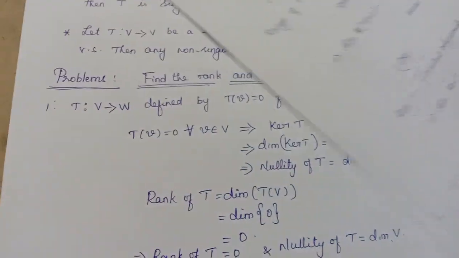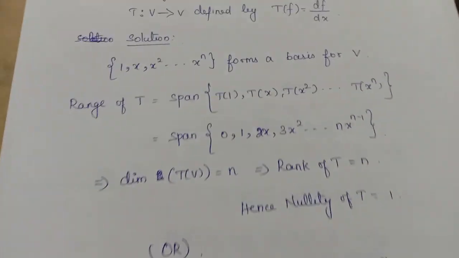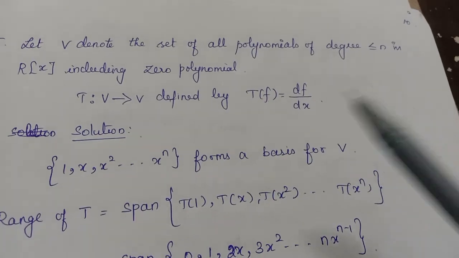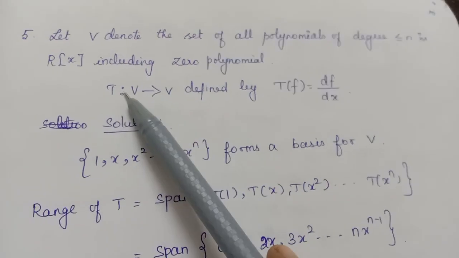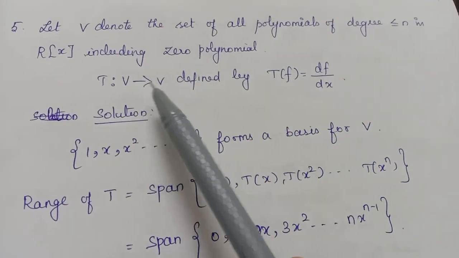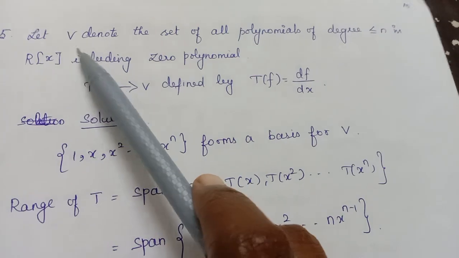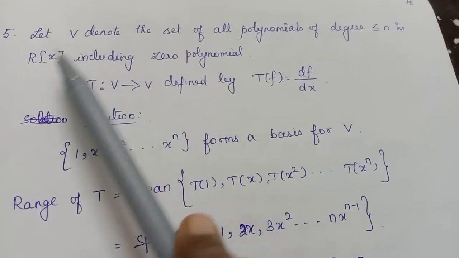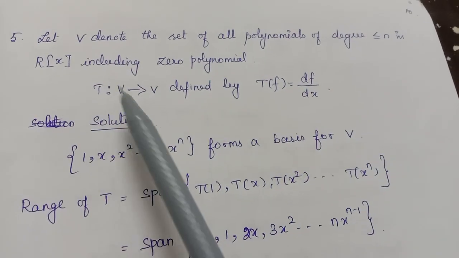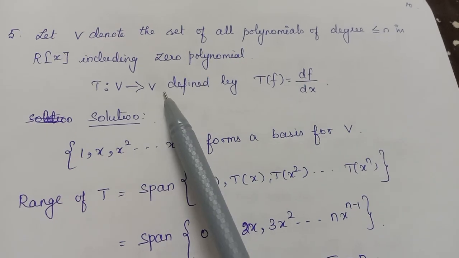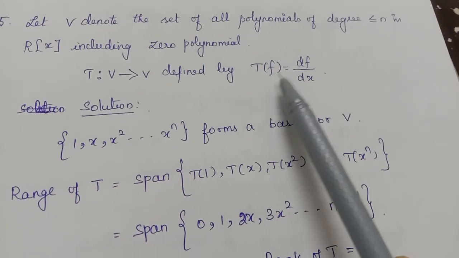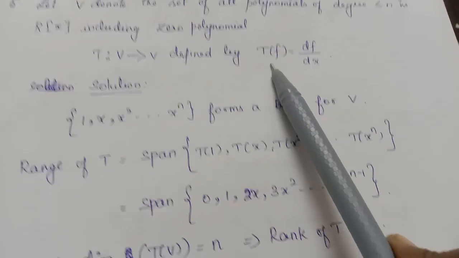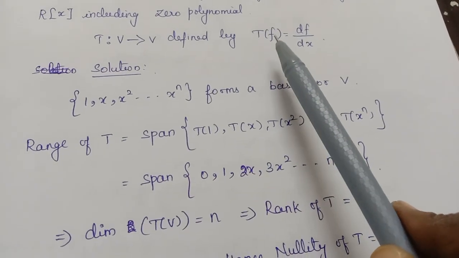Then next one. Let V denote the set of all polynomials of degree less than or equal to n in R of x including the 0 polynomial. Okay, so what is V? Set of all polynomials of degree less than or equal to n over the set of real numbers. T is a mapping from V to V defined by T of f is equal to df by dx. So for this T, for this linear transformation, we are going to find the rank and nullity.